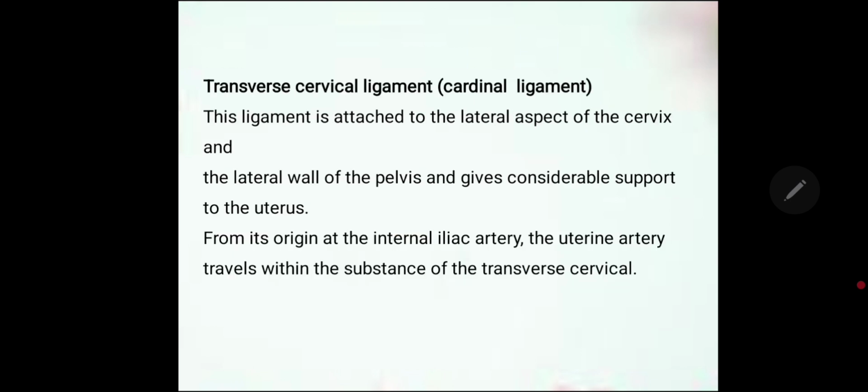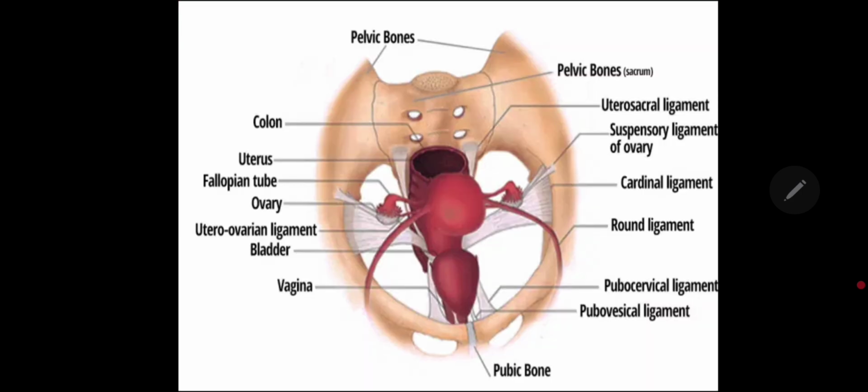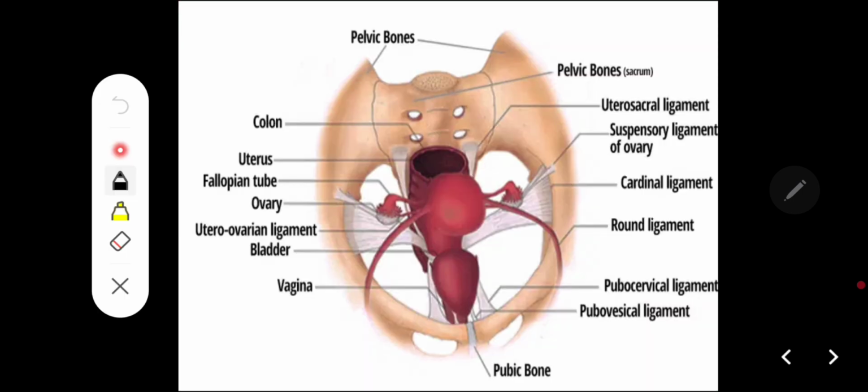The cardinal ligament, or transverse cervical ligament, connects the cervix to the lateral pelvic wall and gives considerable support to the uterus. Also, it carries in its substance the uterine artery and vein, uterine nerves, and ureter. This is the cardinal ligament, or transverse cervical ligament.